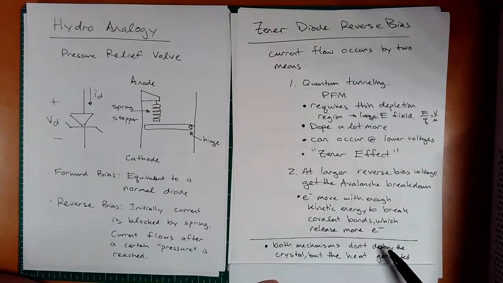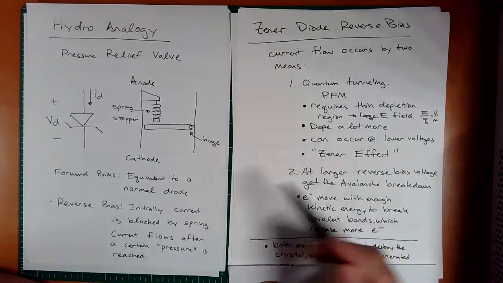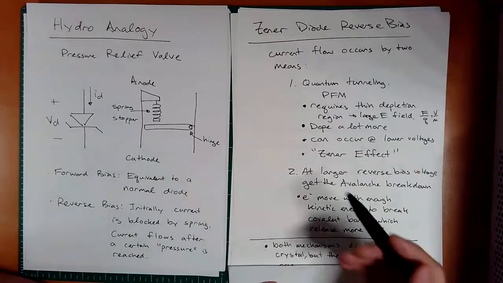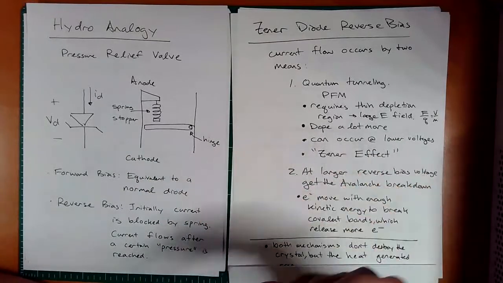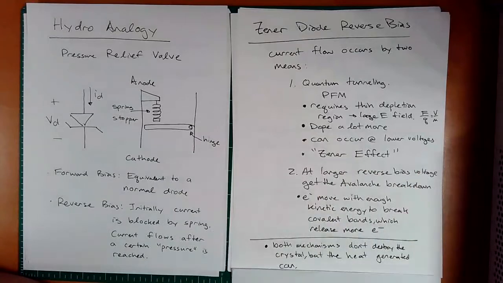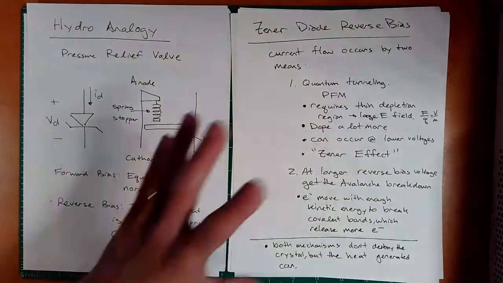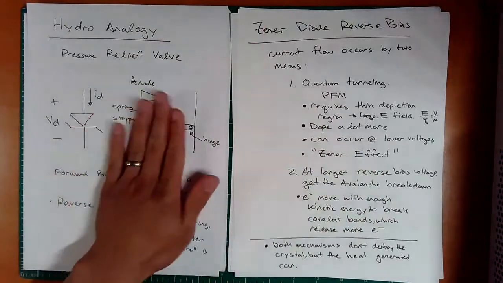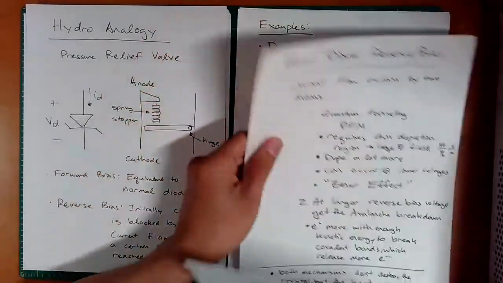Now, both of these mechanisms don't destroy that PN junction, but the heat generated could, right? Just like in any case, you get too much current through these things, they get hot. With enough heat, boom, burns, okay? But yeah, this is just the tip of the iceberg of what's going on, right? But really, I think the intuition is pressure relief valve, okay?